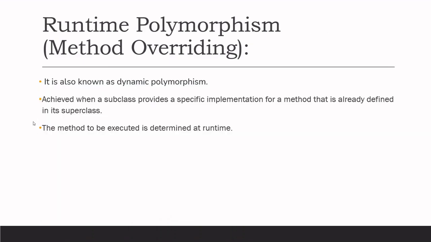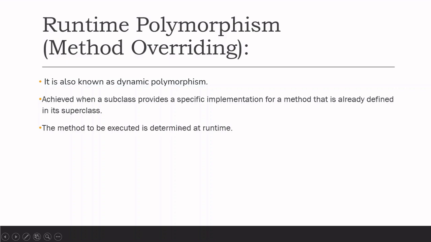So let's move to the next topic, which is runtime polymorphism. We also call it overriding. It is also known as dynamic polymorphism and is achieved when a subclass provides a specific implementation for a method that is already defined in its superclass. So the method is already defined in the superclass, and you are trying to implement it in the child class. So you are providing the implementation in the child class. The method to be executed is determined at runtime. So this method is executed at runtime.